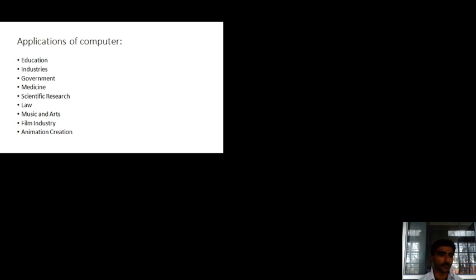Now tell me what you mean by computer. The computer is an electronic device or electronic machine which can accept data from the user, store it in the memory of the computer, process it and produce the desired output to the user, right? So this is called the computer. And okay, so this is about today's class.